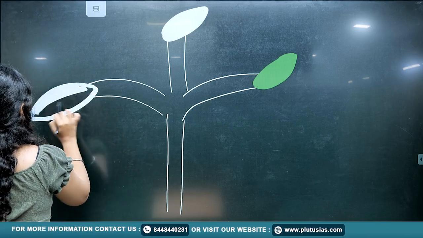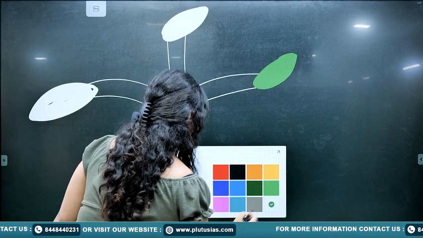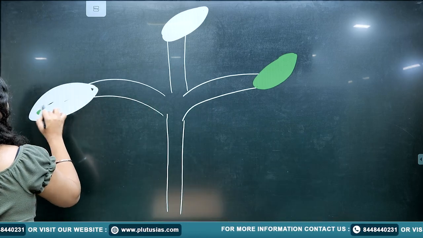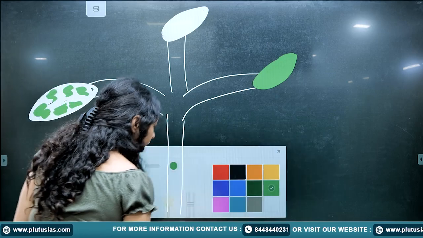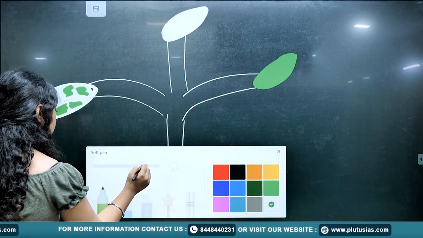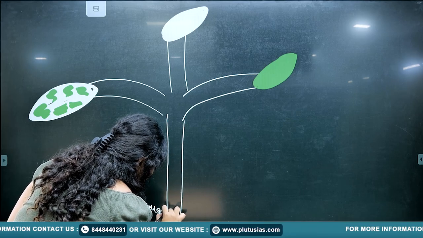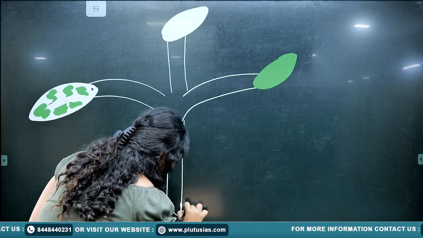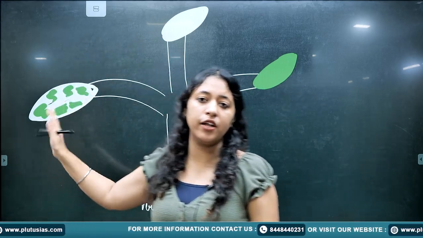What do you mean by variegated? Variegated means that white and green come mixture, like this. This is the variegated variety. And this plant is also a variegated plant. Why a variegated plant? Because it has all kinds of leaves. It has on one branch green leaves, on one branch white leaves, and on one branch it has variegated variety of leaves.